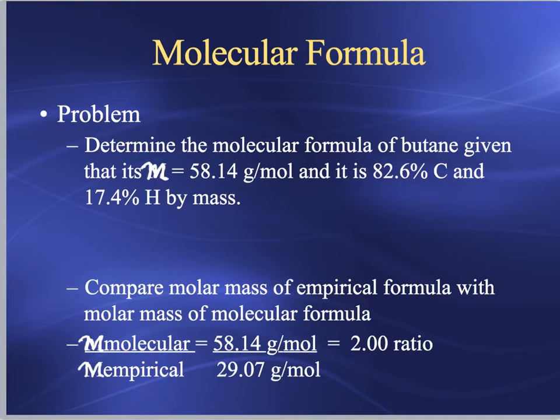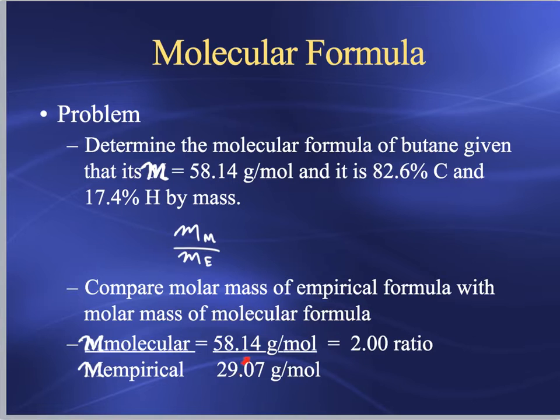All right, and that's going to be to compare the mass of the empirical formula with the molar mass of the molecular formula. Well, all I'm going to do there is just take the number given to me in the problem, 58.14, since it says that's what it actually weighs, and I'm going to divide it by the molar mass of the empirical formula. Okay, and you might see me abbreviate this as molar mass of molecular divided by molar mass of the empirical, okay? And that's going to give you some ratio.